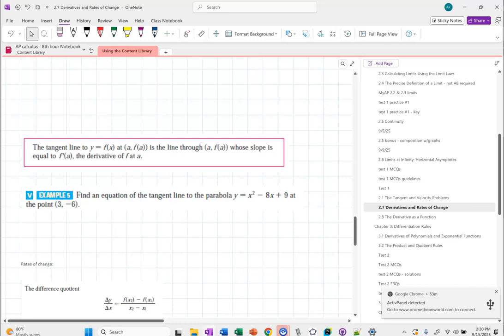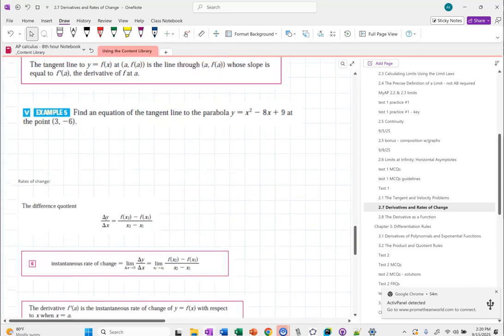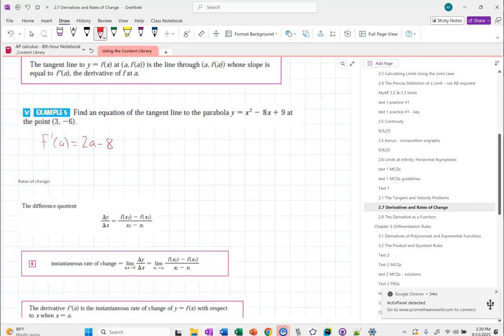Tangent line to the curve at A is the same thing as the derivative to the curve at A. That's the same definition that we wrote before, right? Yes, sir. If I want to find the equation of the tangent line to this parabola at the point 3, -6, so I know the slope of the tangent line is just f prime of a, which is 2a minus 8. We did that in the previous example, right?